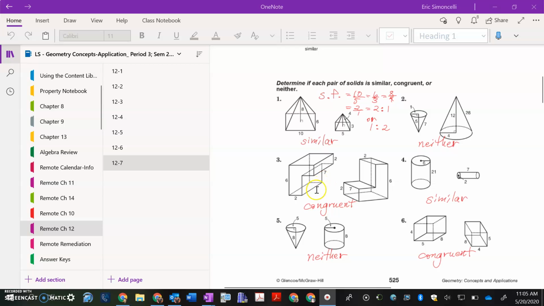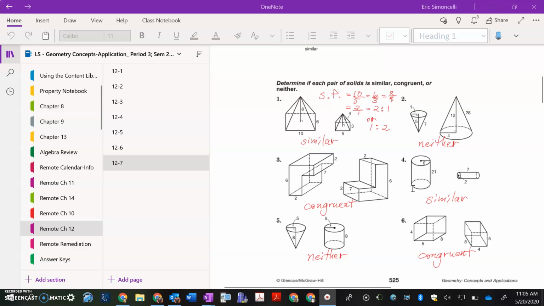Number 3, the answer here is congruent. Again, if you were to compare and relate all the corresponding parts or sides linearly, 2 is to 2, 7 is to 7, 2 is to 2, 6 is to 6. So all the corresponding parts actually are the same. So these are congruent solids.